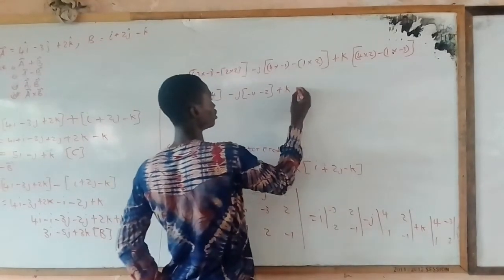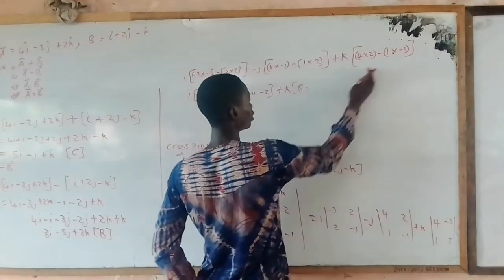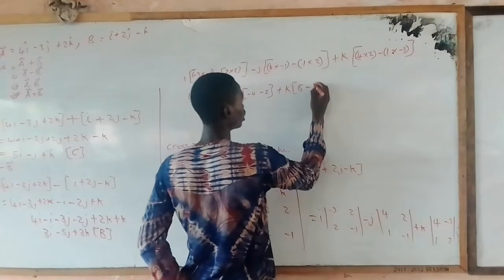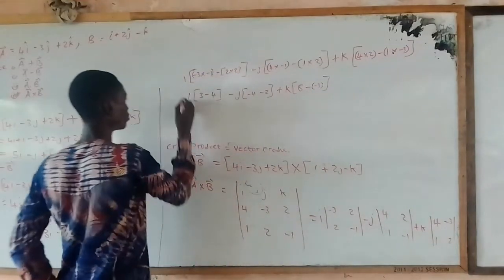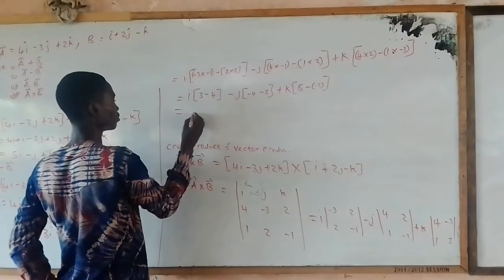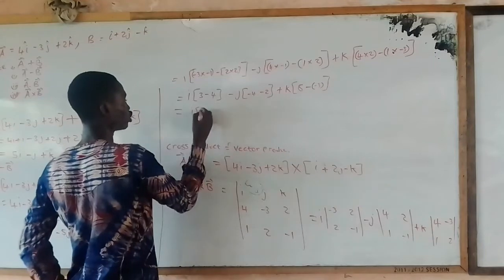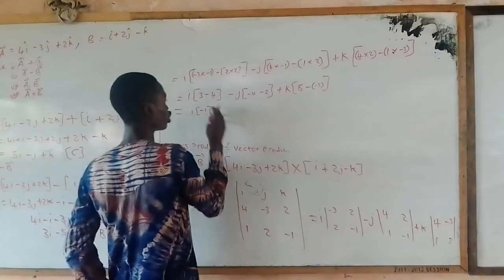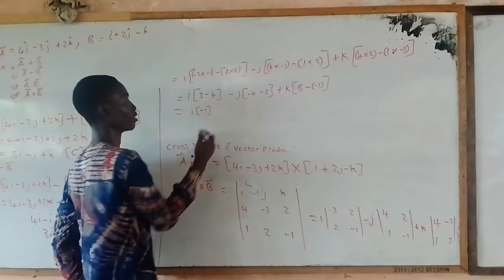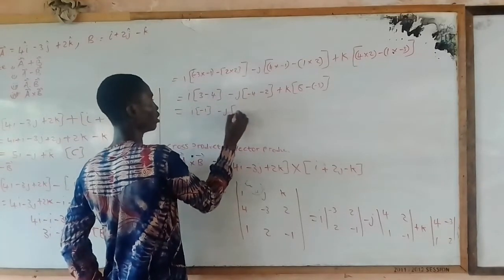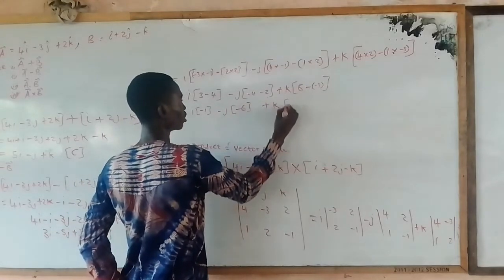4 times 2 is what? Is 8. And we have a minus sign. 1 times minus 3 will give us minus 3. Okay. So here I into bracket 3 minus 4 is going to give us minus 1, because you're owing 4 naira, you have to pay 3 naira. You'll be left with 1 naira to pay. So minus j, minus 4 minus 2 minus 6 plus k.